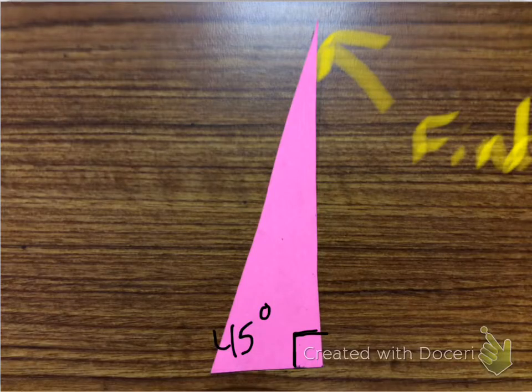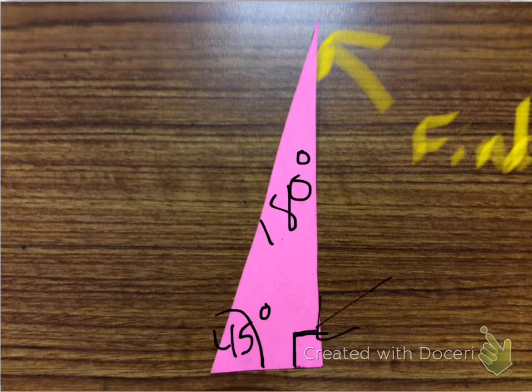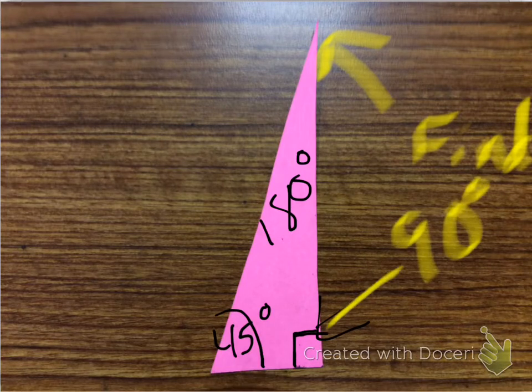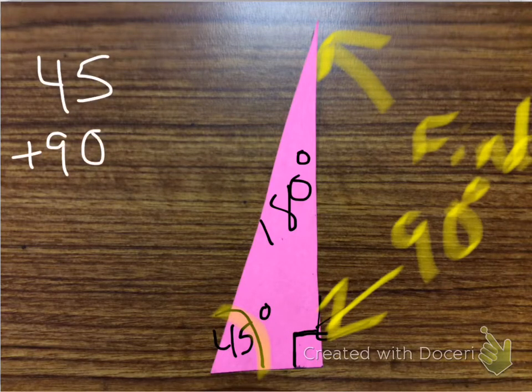Alright? Again, every triangle has 180 degrees in it, so we know that there are 180 degrees in there. We've got 45 at this angle here. We've got, what's that box mean? That's right, that box means it is 90 degrees here. So 45 here and 90 at the other. So I take those two and I add them. 45 plus 90, and I get 135 degrees.